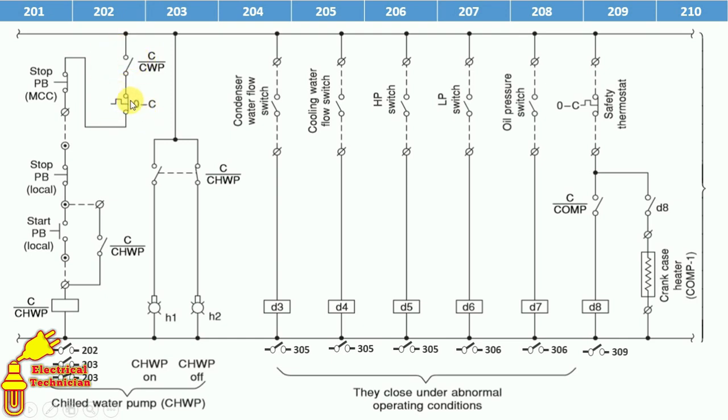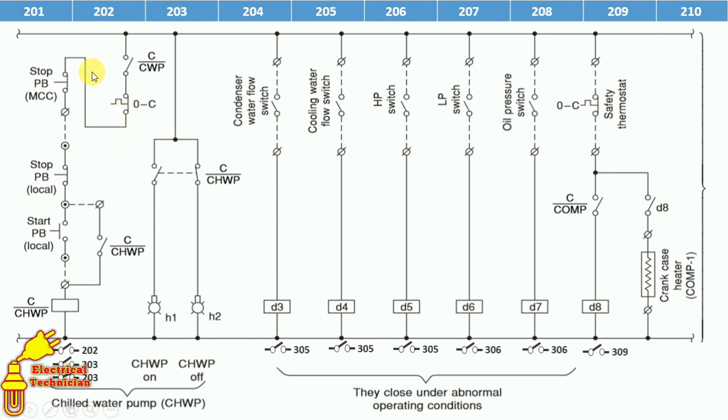After this, overload relay is connected. What overload relay will do for chilled water pump motor which is connected, if it goes in overload condition, then it will turn off from here. That is, it will become NO. So overload protection is given here.